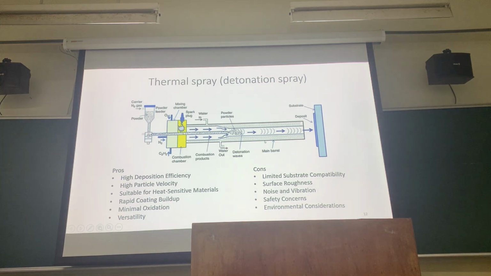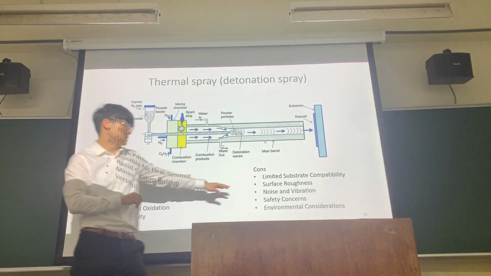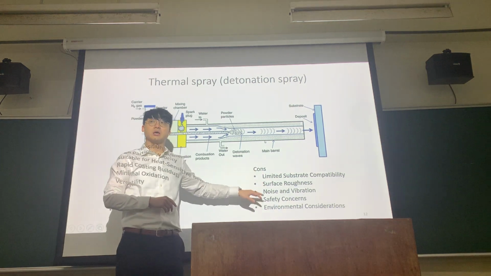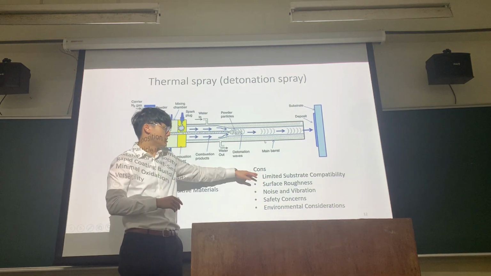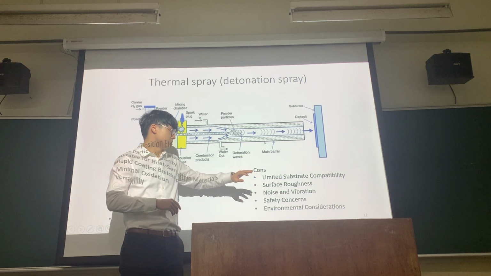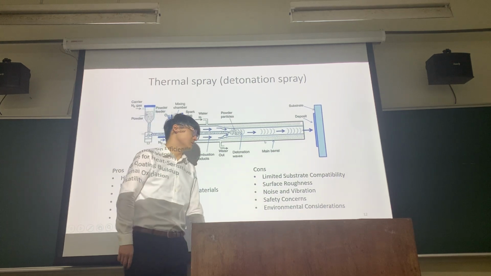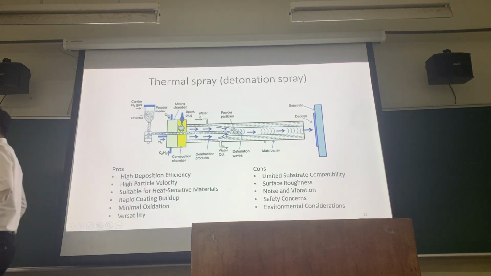So these are pros and cons. You can go in and review these. Again, for the cons, one instant feature that stands out is noise and vibration, right? So when you have pulse gas dynamic, it's very, very easy to see. Otherwise, these are roughly the same as I talked about for plasma: limited substrate compatibility and surface roughness considerations. All right?